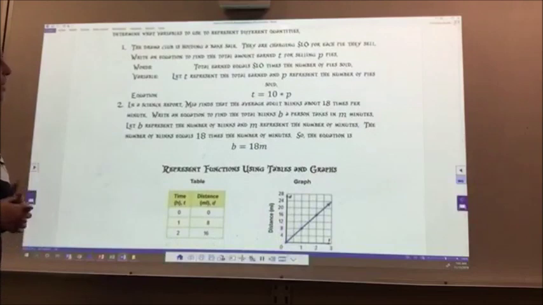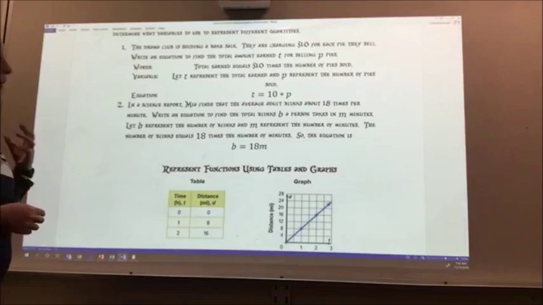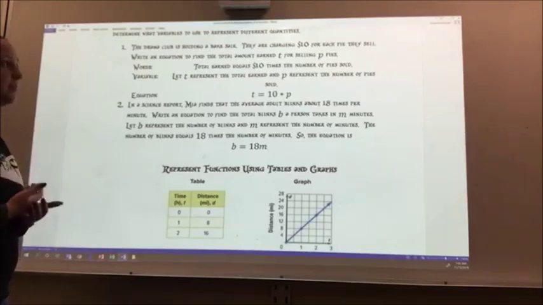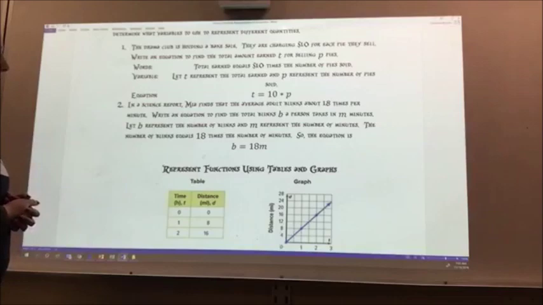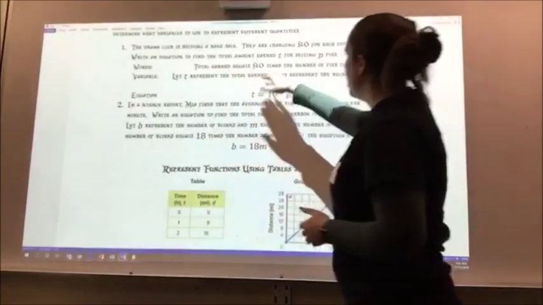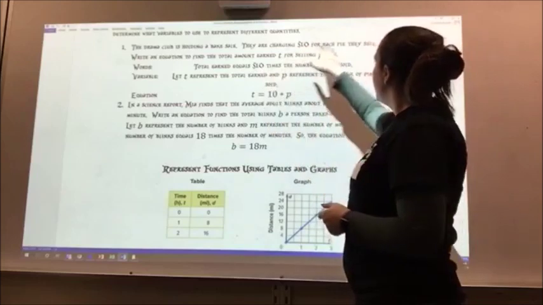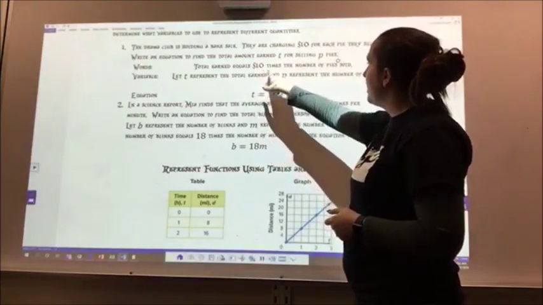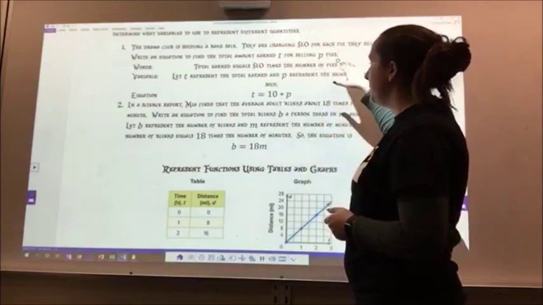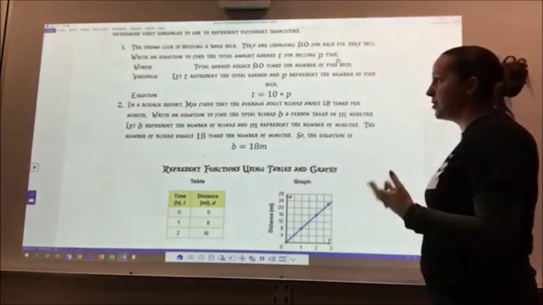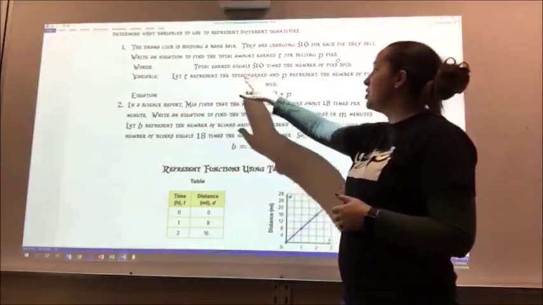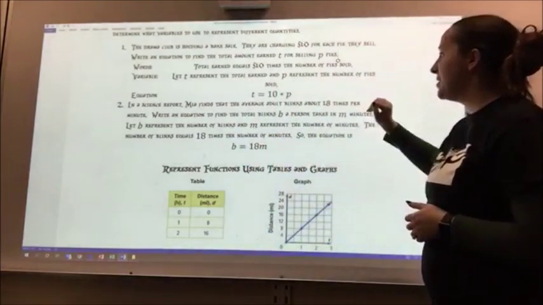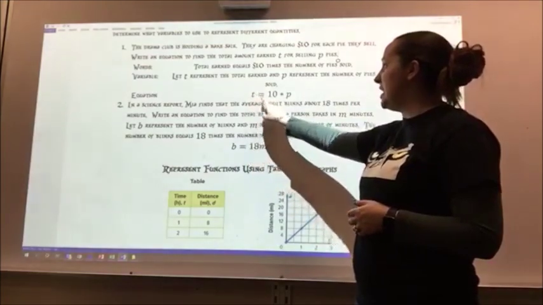Number 1, the drama club is holding a bake sale. They are charging $10 for each pie they sell. Write an equation to find the total amount earned, T, for selling P pies. So in words, I'm looking for the total earned equals 10 times the number of pies sold. I took that right from here: charging $10 for each pie. $10 times the number of pies sold, that's what equals my total. Let T represent the total earned and P represent the number of pies sold. So my equation is T equals 10 times P.